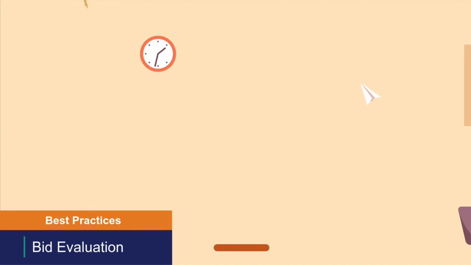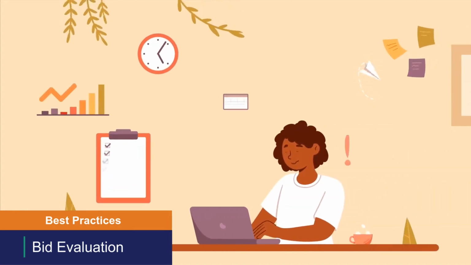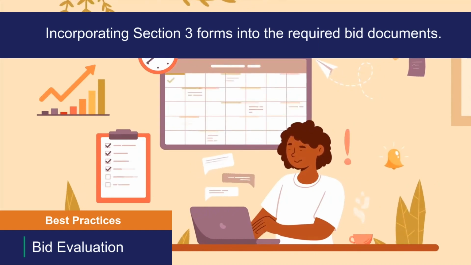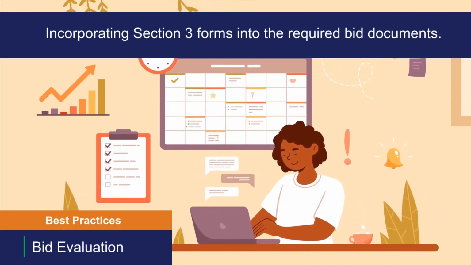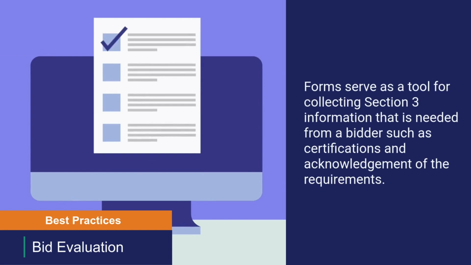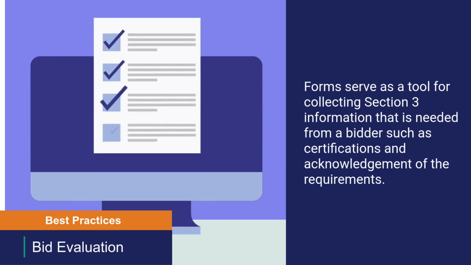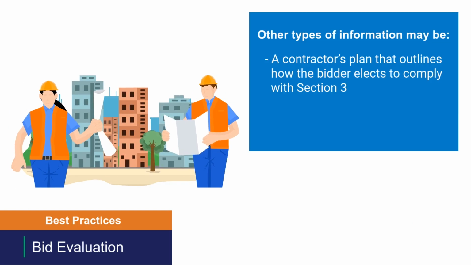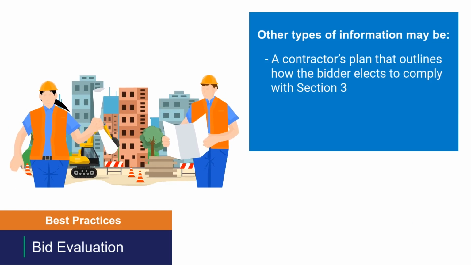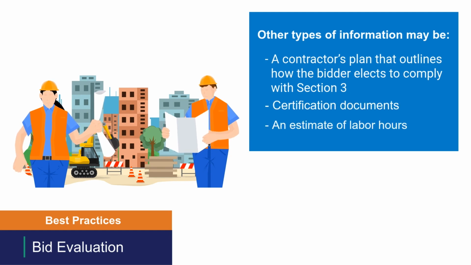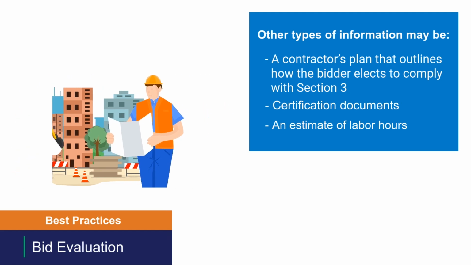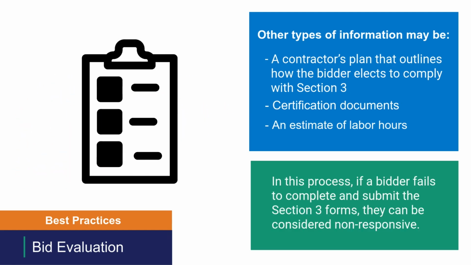One way that grantees have included Section 3 into the bid process is by incorporating Section 3 forms into the required bid documents. The forms serve as a tool for collecting Section 3 information that is needed from a bidder, such as certifications and acknowledgement of the requirements. Other types of information may include a contractor's plan that outlines how the bidder elects to comply with Section 3, certification documents, or an estimate of labor hours. In this process, if a bidder fails to complete and submit the Section 3 forms, they can be considered non-responsive.